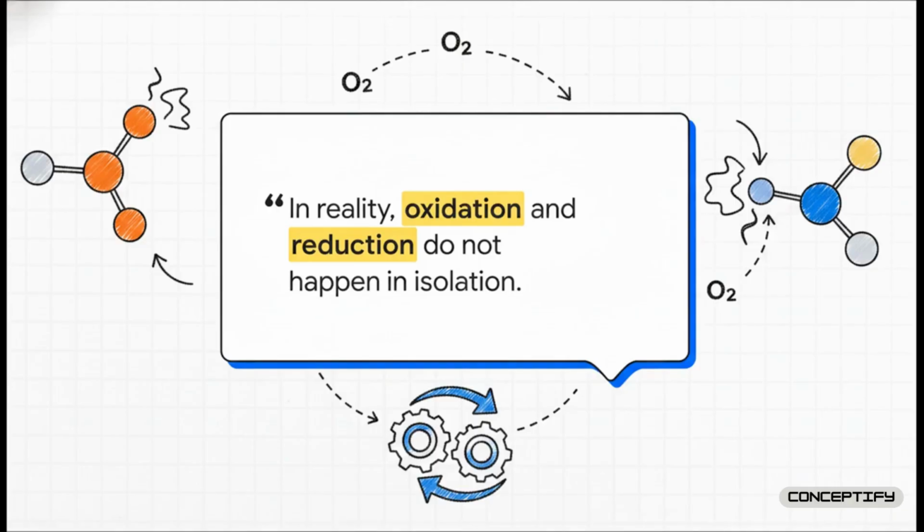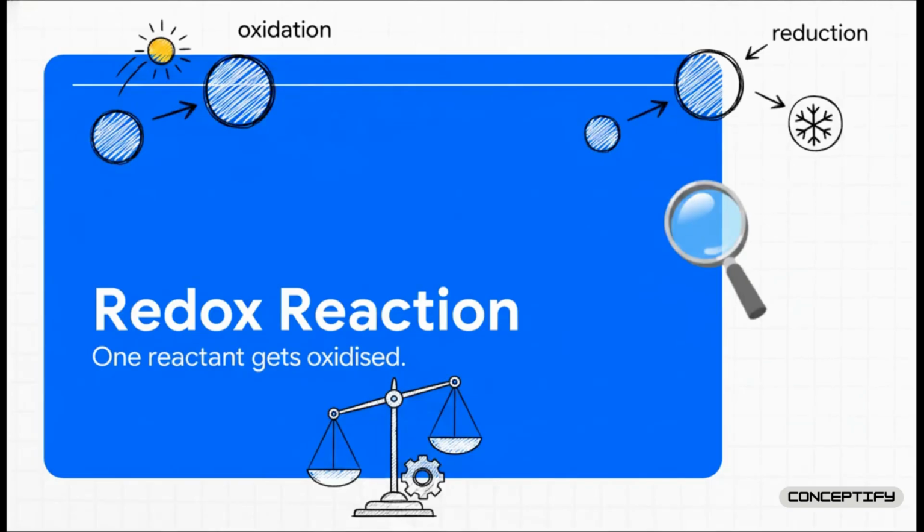You get this amazing aha moment when you realize they're a total package deal. Because these two processes always occur together, we have a specific name for them. We call them oxidation reduction reactions, or much more simply, redox reactions. In a single redox reaction, one reactant gets oxidized while the other gets reduced. They operate in total tandem, perfectly balancing the chemical books every single time.